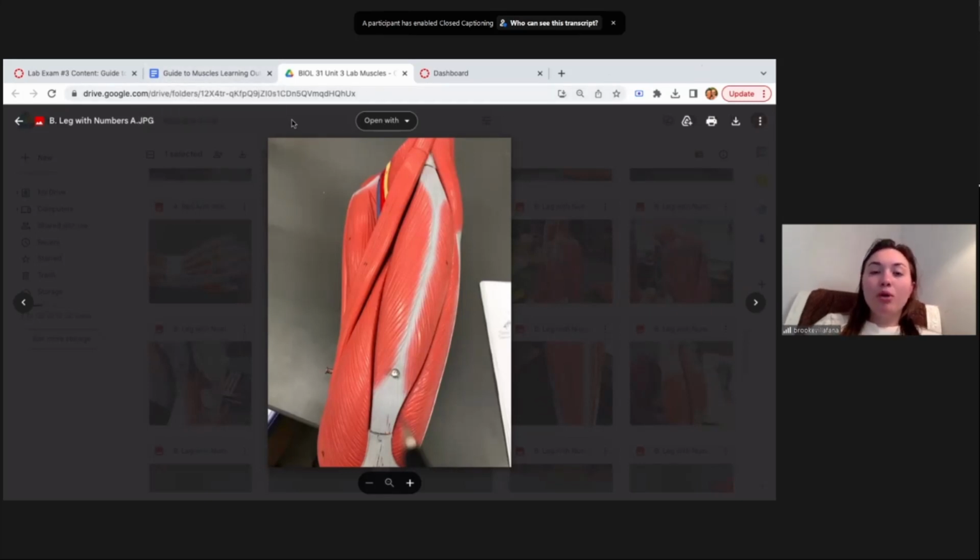So for me personally, when I was in the class, we did not have access to muscles at home, just like you guys. Actually, I took all of these photos so that I would have access to the muscles, to study them at home. Personally, for myself, that was not the best way to study them. So I actually went to the lab for extra lab time.